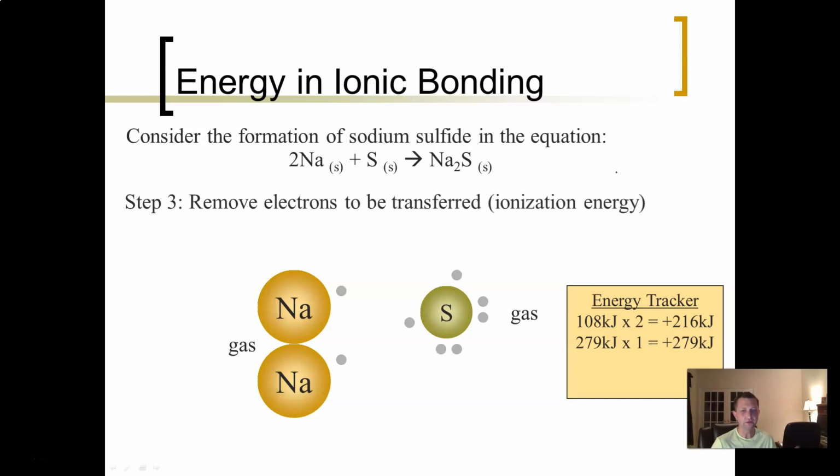Step 3 is only going to really focus on the metals here, because you want to remove the electrons to be transferred. So you want to remove the electrons from sodium, right? Those electrons have to move from sodium to sulfur. So let's remove them from sodium. That's called your ionization energy. That's a review of Chem 1.